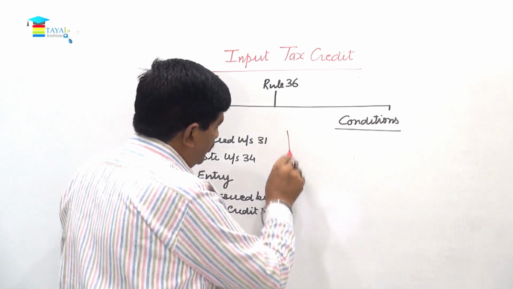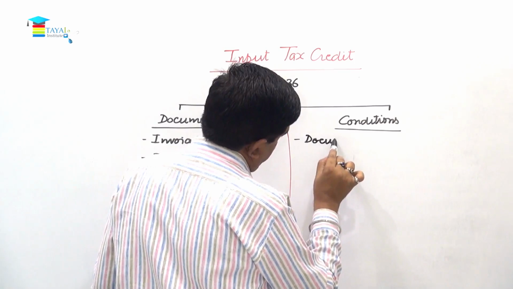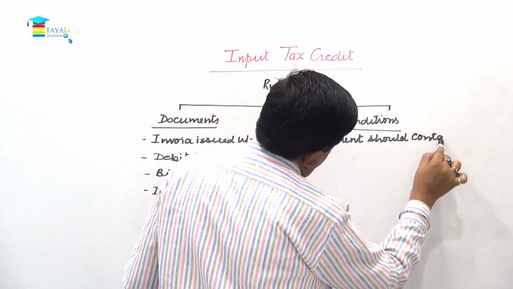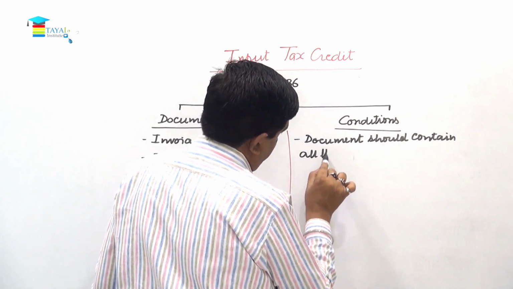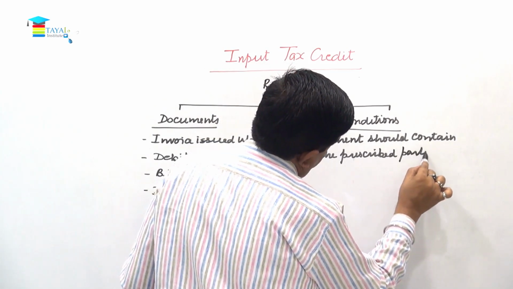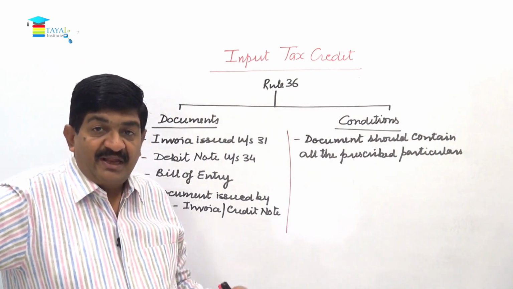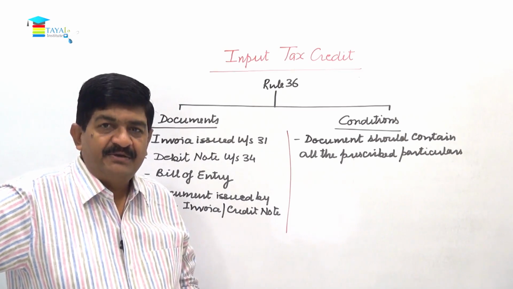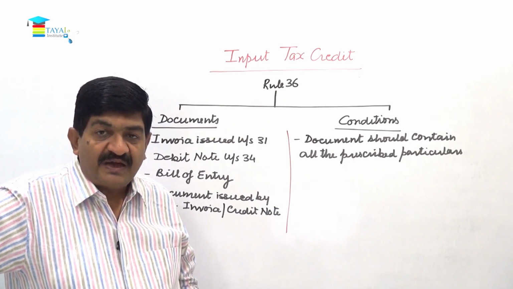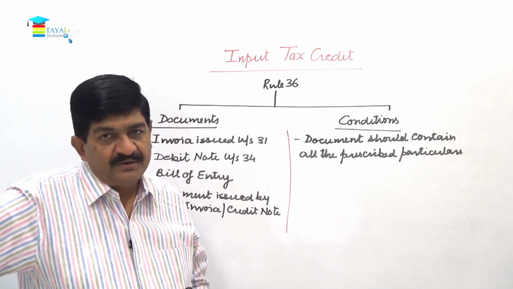The terms and conditions in relation to documents, first of all, the document should contain all the prescribed particulars. The main particulars are name, address, registration number of the supplier, name, address, registration number of the recipient, date, time, description, value, rate, amount of tax. These are the main things which are required to be there in the document, right?